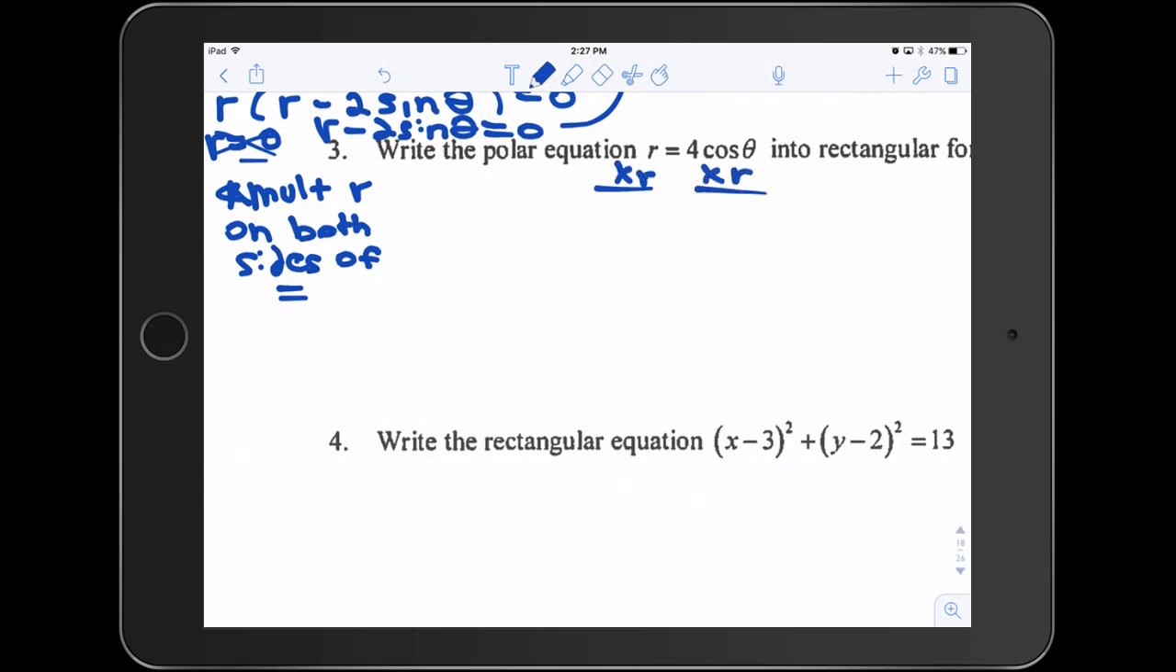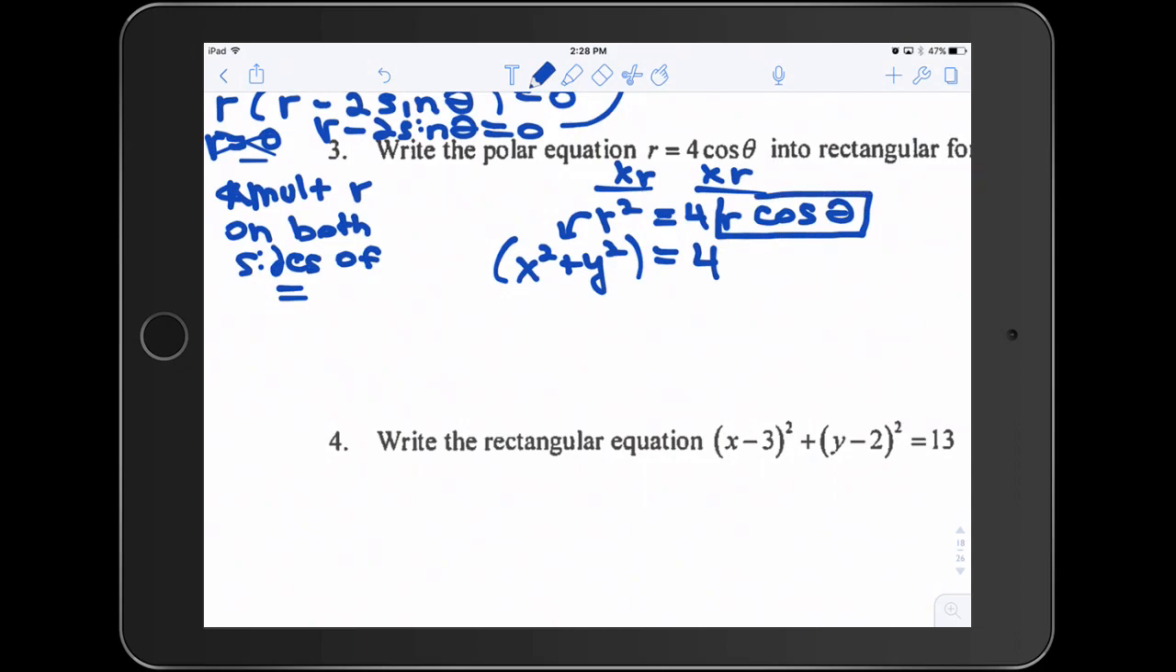And look what happens. When you take r times r, you end up with r squared equals 4r cosine theta. Now, of course, we know that r squared is just x squared plus y squared from above. So I'm just replacing that r squared with x squared plus y squared. Notice it does feel a lot like identities. Equals, by the way, that was an equals right there, equals 4, do you recognize this right here?